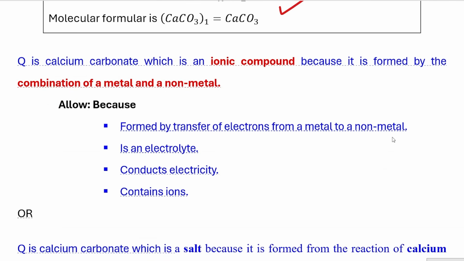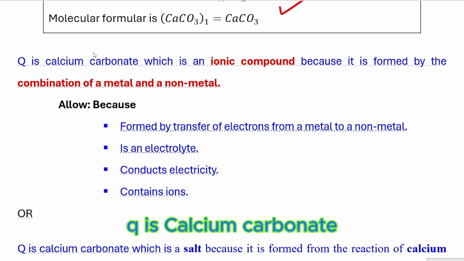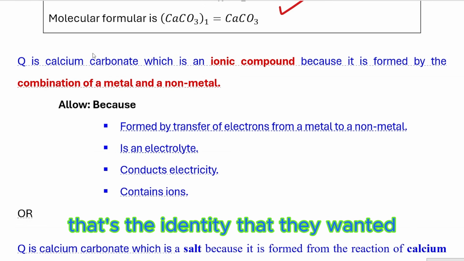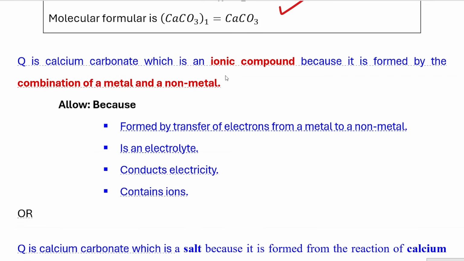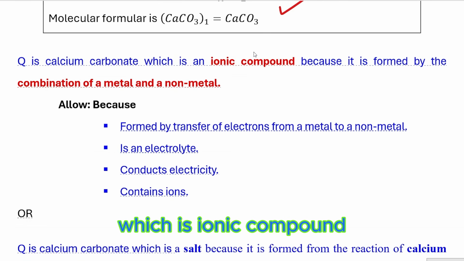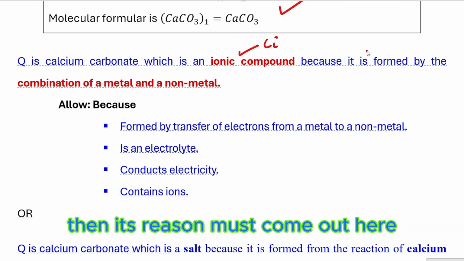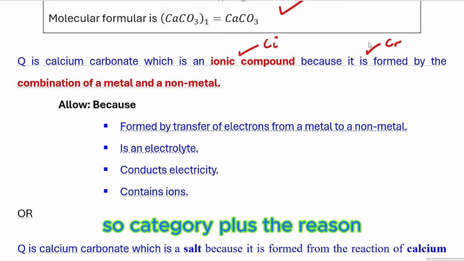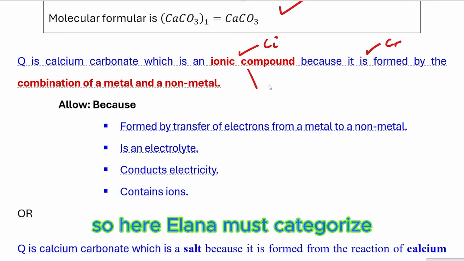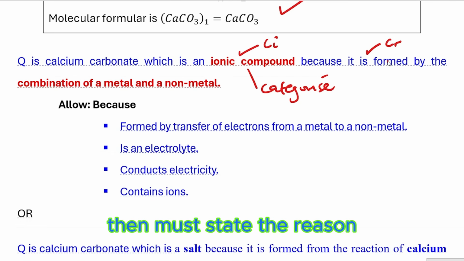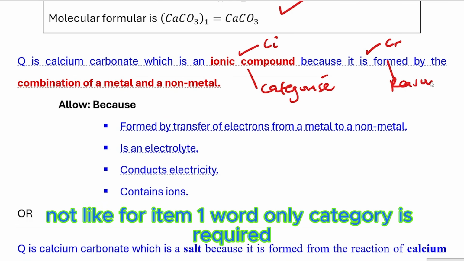Now, Q is calcium carbonate. That's the identity that they wanted, which is an ionic compound. So here, the category is ionic compound, then its reason must come out here. So category plus the reason. Here a learner must categorize, then must state the reason. Not like for item 1 where only category is required.